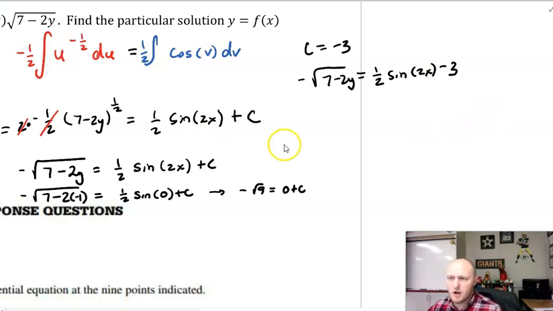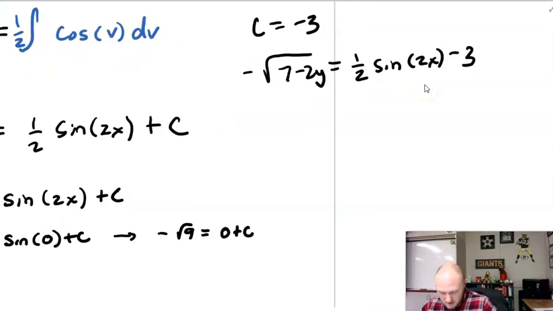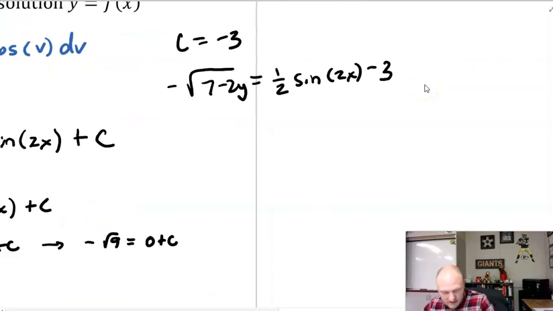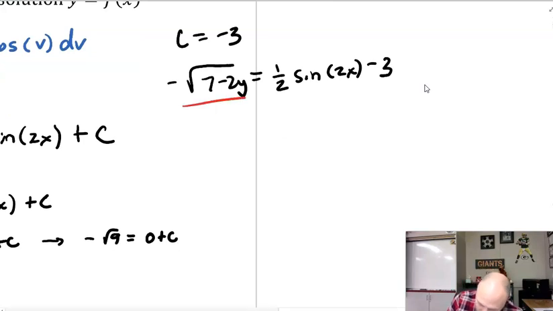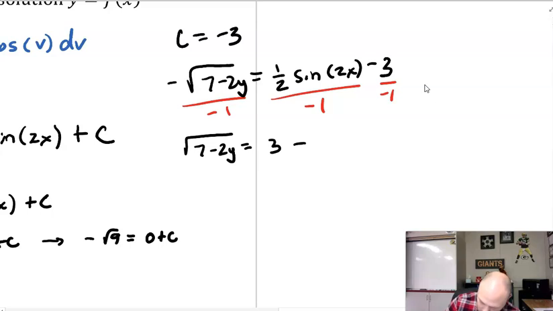It's a long one. Okay, I found the constant. Now I have to isolate y, and you're like, are you kidding me? We're almost there. I'm going to get rid of the negative by dividing each side, each term, by negative 1. This gives us square root of 7 minus 2y is equal to a positive 3 minus 1/2 sine of 2x.